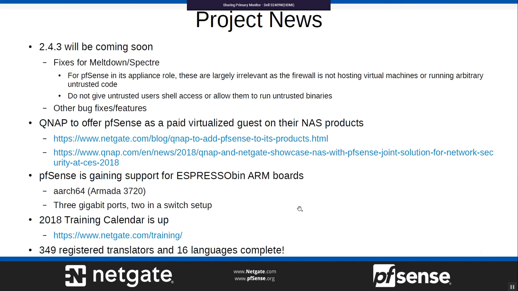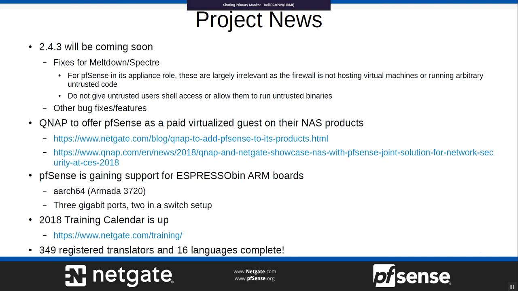Okay, for project news this month, our 2.4.3 release will be coming up soon. It'll have fixes for Meltdown and Spectre. We're going to have fixes for them because they come in through FreeBSD, but because pfSense usually runs in an appliance role, those vulnerabilities aren't terribly relevant to us because the firewall's not hosting virtual machines that would be running untrusted code, and your firewall itself is not running arbitrary untrusted code in the way that, like, a user workstation would be.